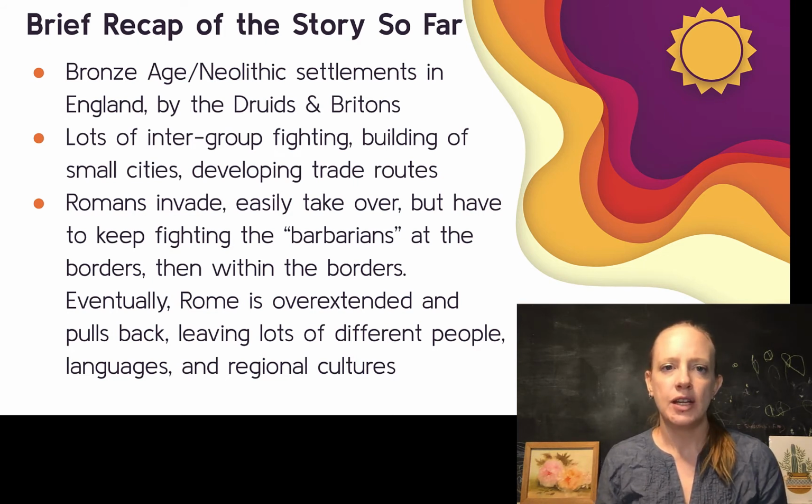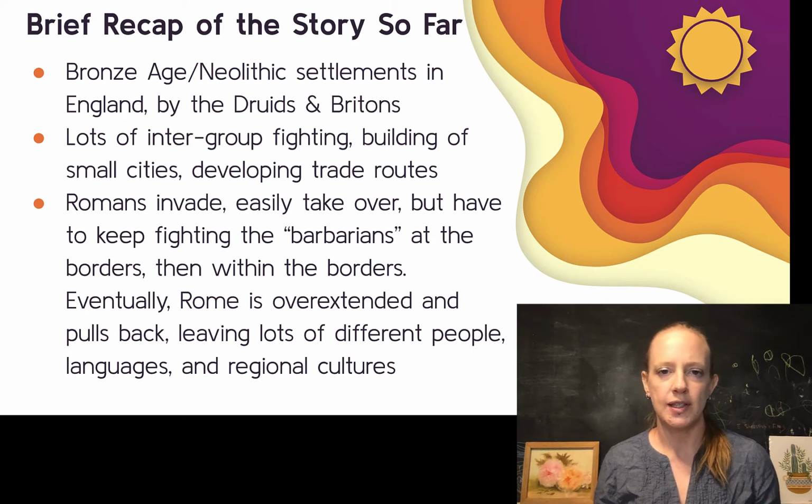So in the Bronze Age and into the Neolithic Age, you have settlements in England by the Druids and people known as the Britons, with an O, Britons. They have settlements for hundreds of years. They build things like Stonehenge, and they fight amongst themselves for resources and space and land. This continues through the next period. People build into small cities and develop trade routes both outside of Britain and within Britain.